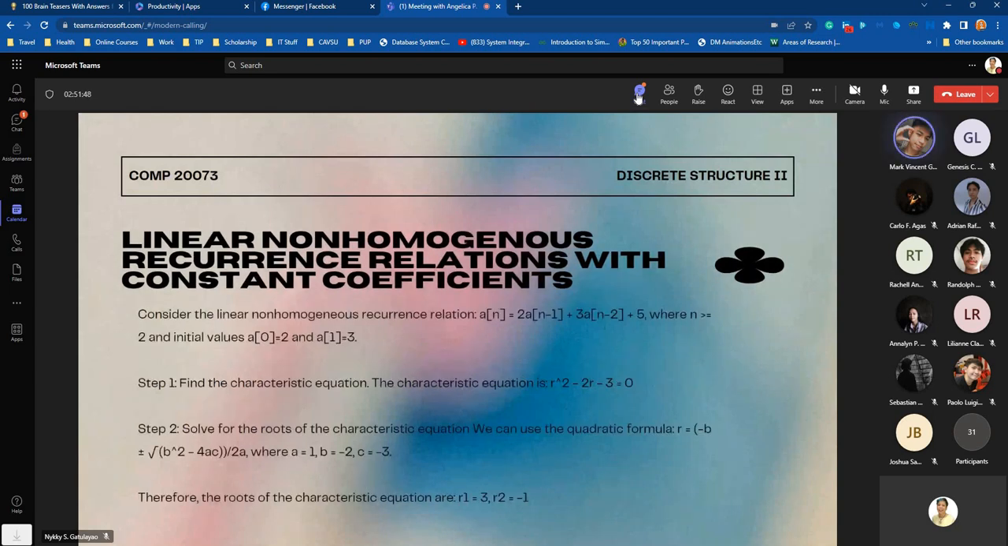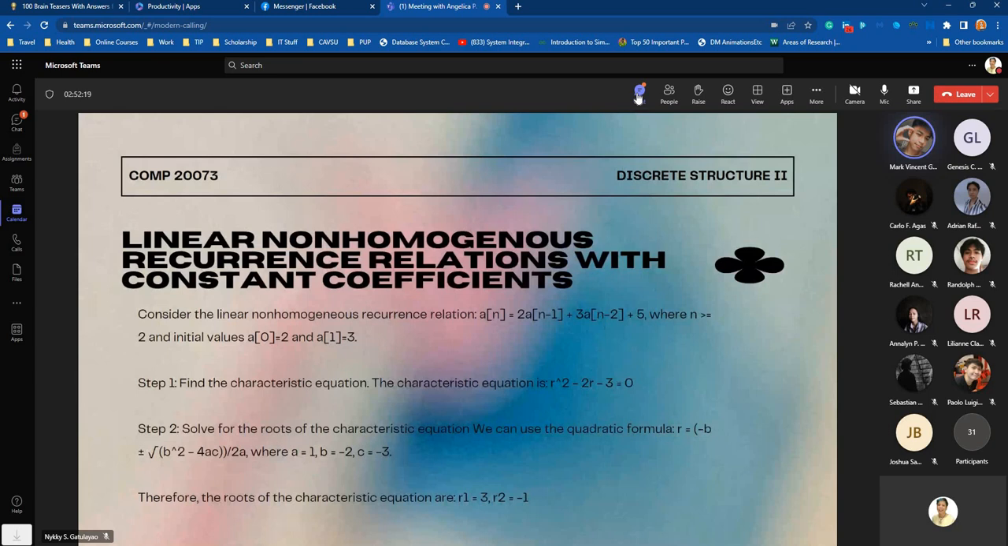Consider the linear non-homogeneous recurrence relation a sub n equals 2a sub n minus 1 plus 3a sub n minus 2 plus 5, where n is greater than or equal to 2, and initial values a sub 0 equals 2 and a sub 1 equals 3. Step 1. Find the characteristic equation. The characteristic equation is r squared minus 2r minus 3 equals 0.